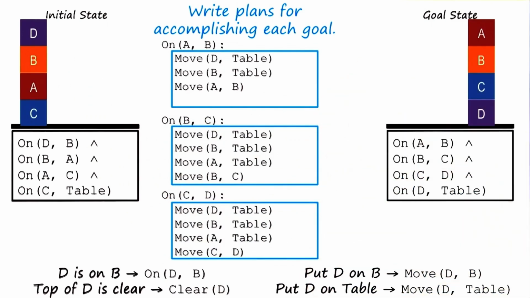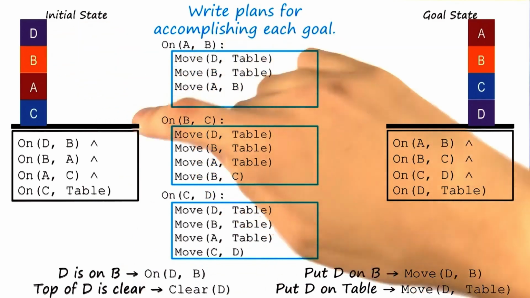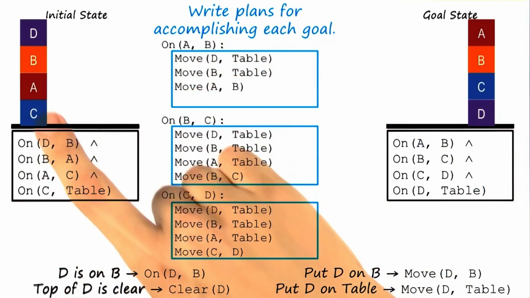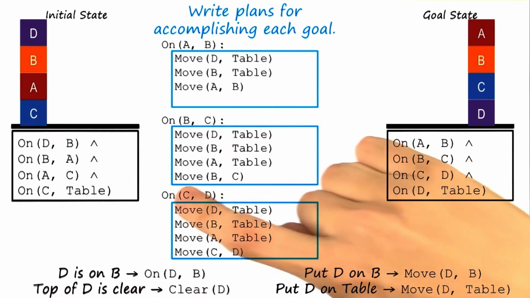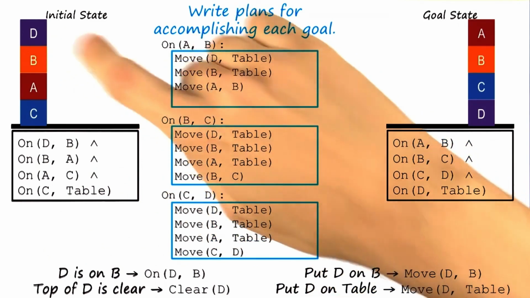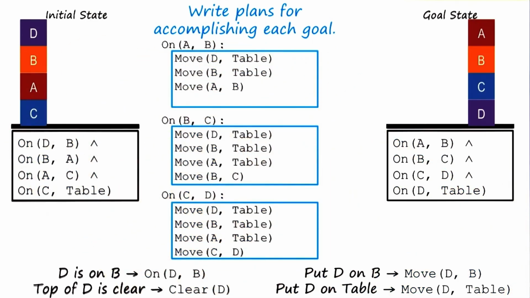That would just get us straight to putting A on B. For putting B on C, we need to put D on the table, B on the table, A on the table, and then move B onto the top of C. And then for putting C on D, we would need to move D to the table, B to the table, A to the table, and then put C on top of D.